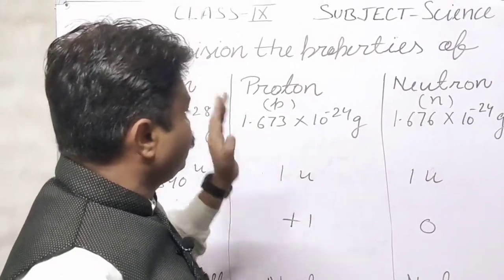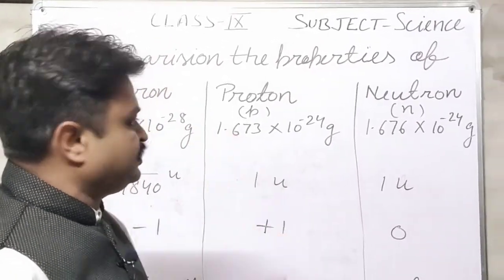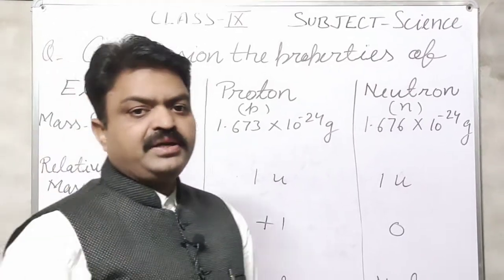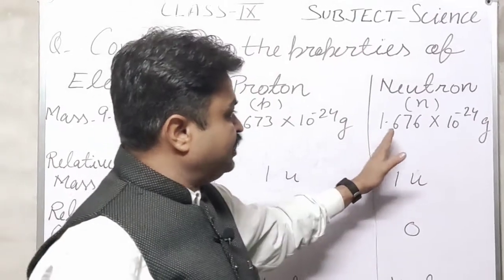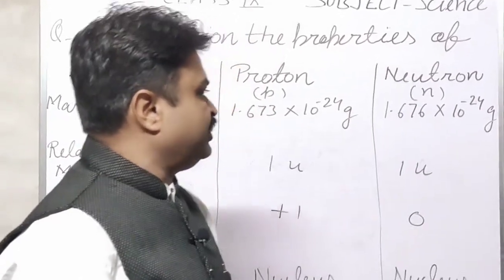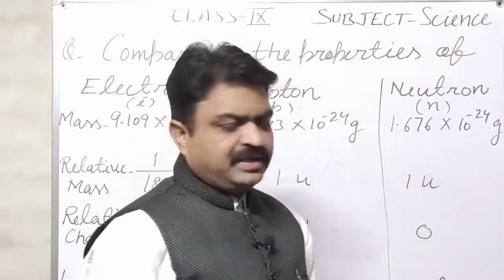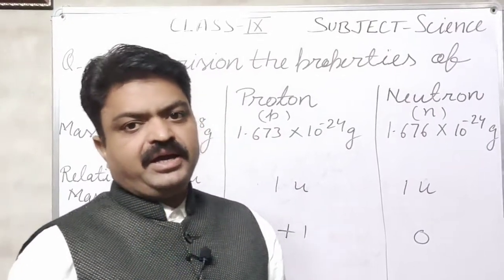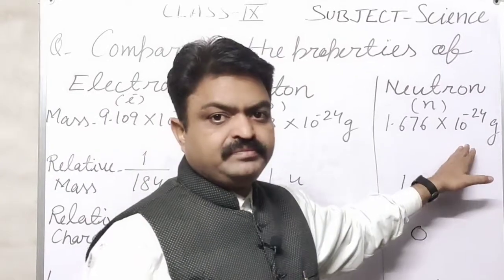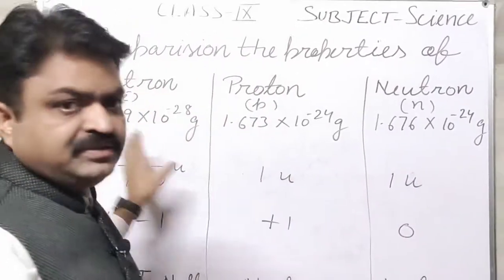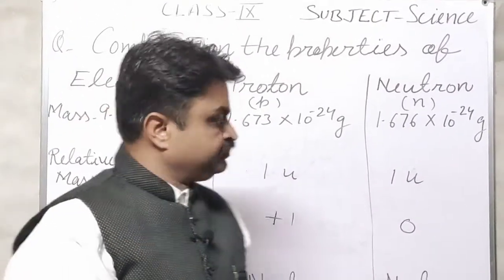And what is the mass of the proton, student? It is 1.673 multiplied by 10 power minus 24 gram. What is the mass of the neutron, student? It is 1.676 multiplied by 10 power minus 24 gram. So you will try to learn these masses.